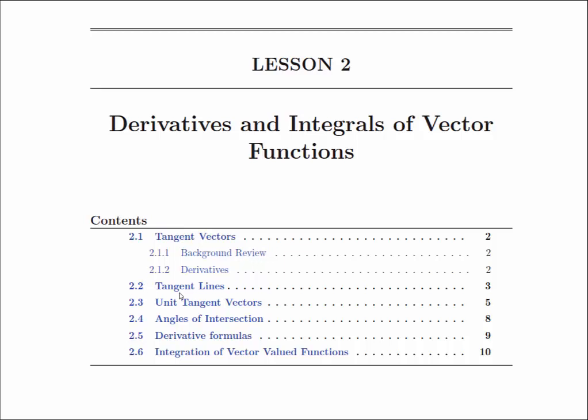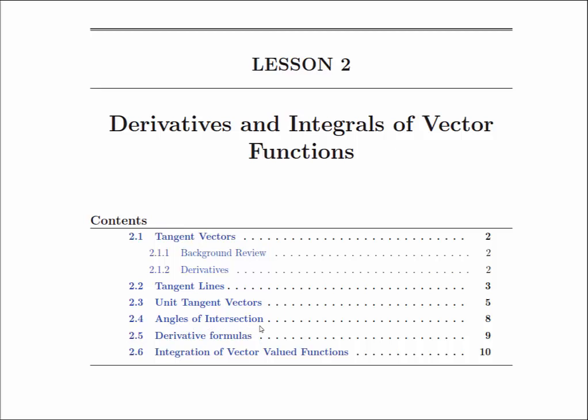We're then going to look at building the functions for the tangent lines of a vector-valued function at a specific point. We'll look at how we then can normalize those tangent vectors to create unit vectors. And then we will look at, as some additional topics, some angles of intersections. If we have a space curve and another space curve that intersect, then we can look at what angle they actually intersect at.